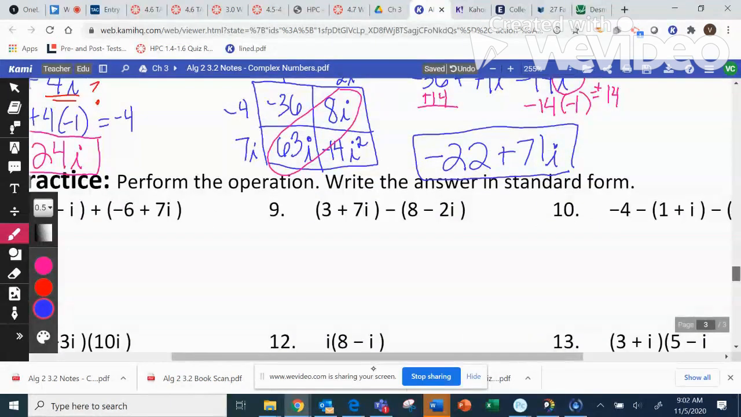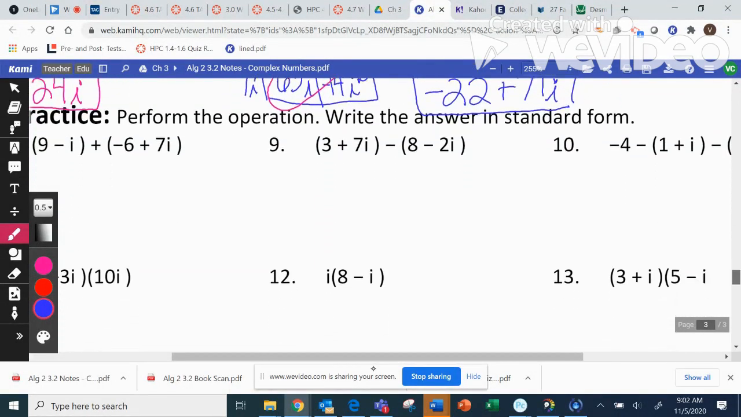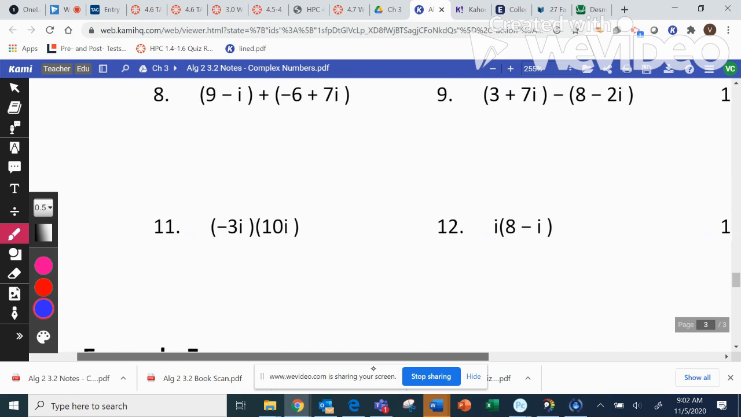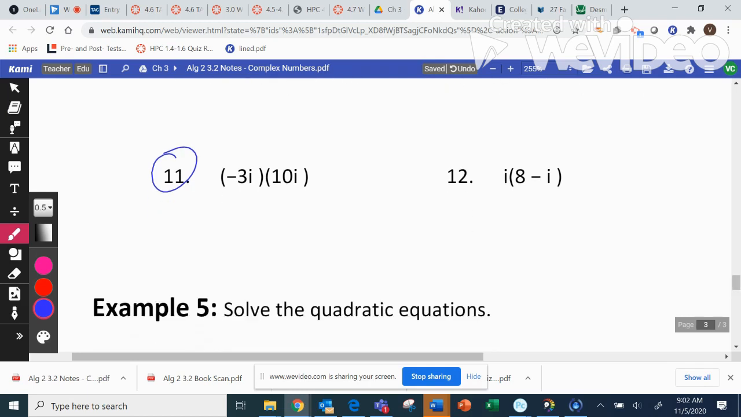Okay, these next ones are just kind of similar to what we just did. I'm going to cut it a little short. I'm not going to go through every single one of these. Maybe like 2 of them. How would we multiply negative 3i and 10i?